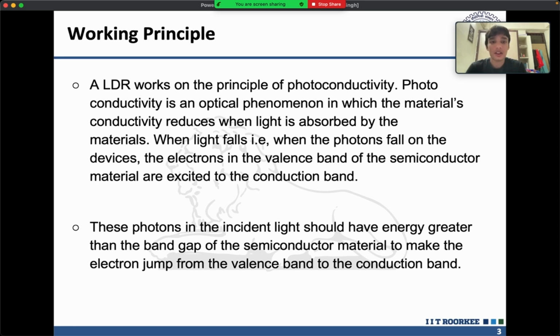Photoconductivity is an optical phenomenon in which the material's conductivity increases, or the resistivity reduces, when light is absorbed by the material. So when light falls, the photons fall on the device and the electrons in the valence band get excited to the conduction band of the semiconductor. So when photons of the incident light fall on the semiconductor, those photons must have higher energy than the band gap of the semiconductor to make the electron jump from the valence band to the conduction band.